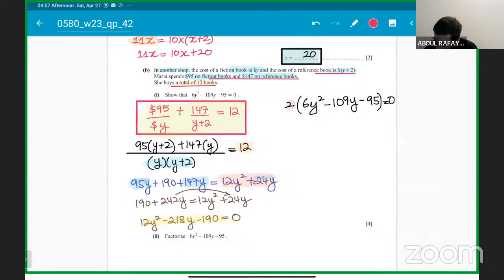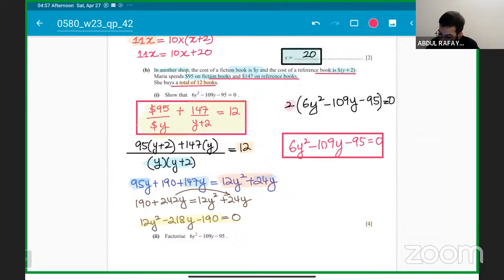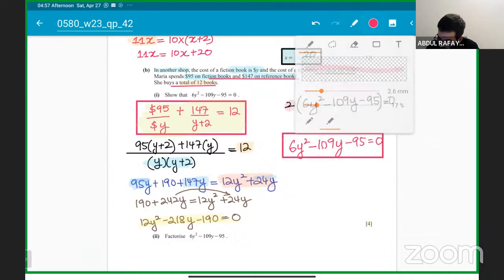Is everyone getting that? So here we go, sir. It is proved. Hence proved: 6y square minus 109y minus 95 is equal to 0, which is in the simplest form. People got it clear with me, guys? Any questions, any problems, let me know.